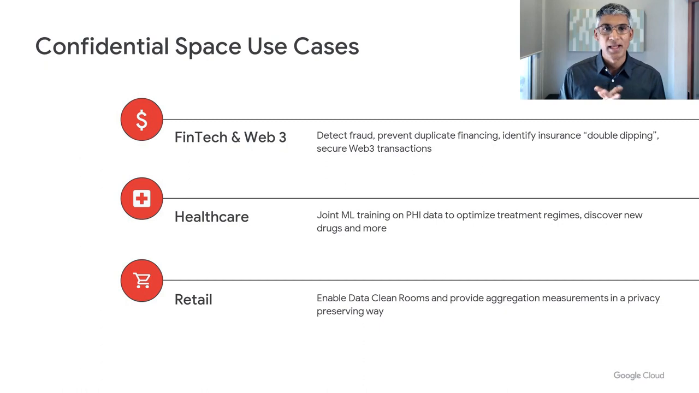Now, we're seeing a number of use cases for financial services and insurance companies in fraud detection. We've talked through some of those earlier. We also talked through possible healthcare use cases, and this has the potential to significantly improve patient care. We've also seen use cases where retail companies can leverage confidential space to build data clean rooms, as an example.